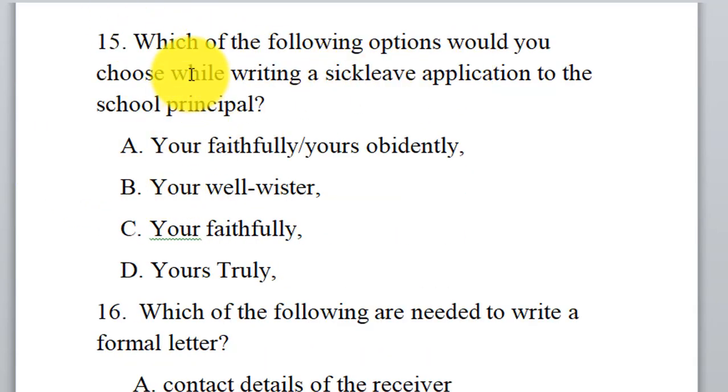Which of the following options would you choose while writing a sick leave application to the school principal? Which option would you choose? One is yours faithfully or yours obediently. Which one is really true? Yours truly is true for an informal letter. This is a formal letter. If you do not know the person, yours faithfully is appropriate here. Yours obediently is not appropriate. The answer is yours faithfully, an acceptable conclusion of a formal letter. So the answer should be C here.